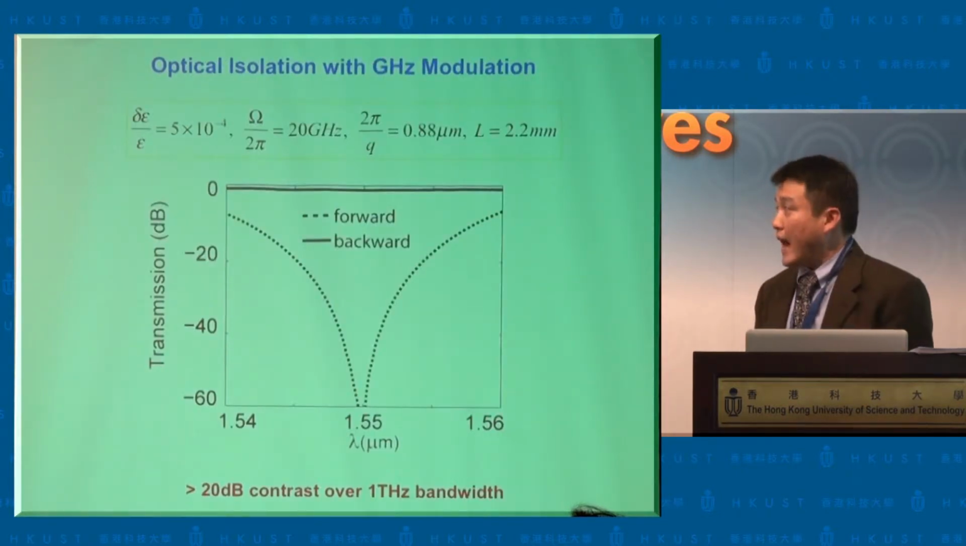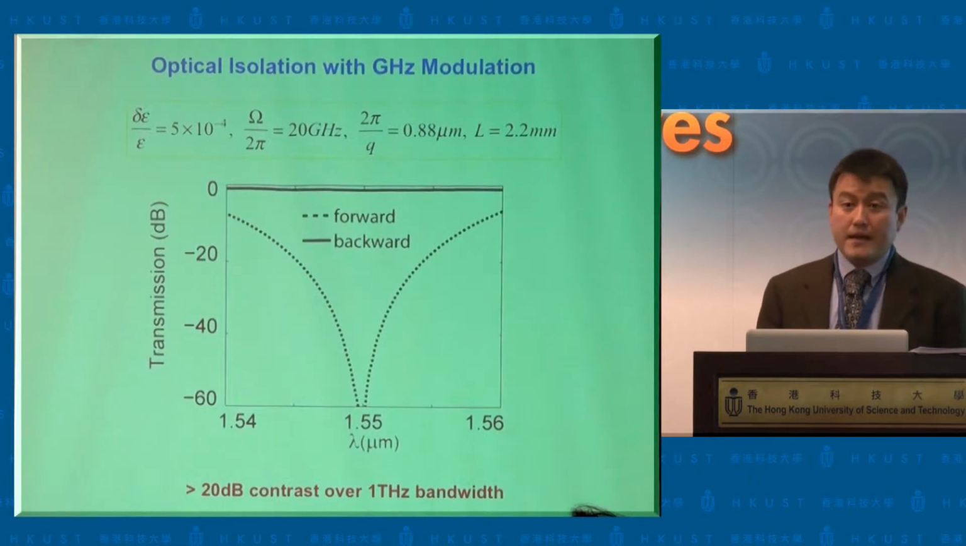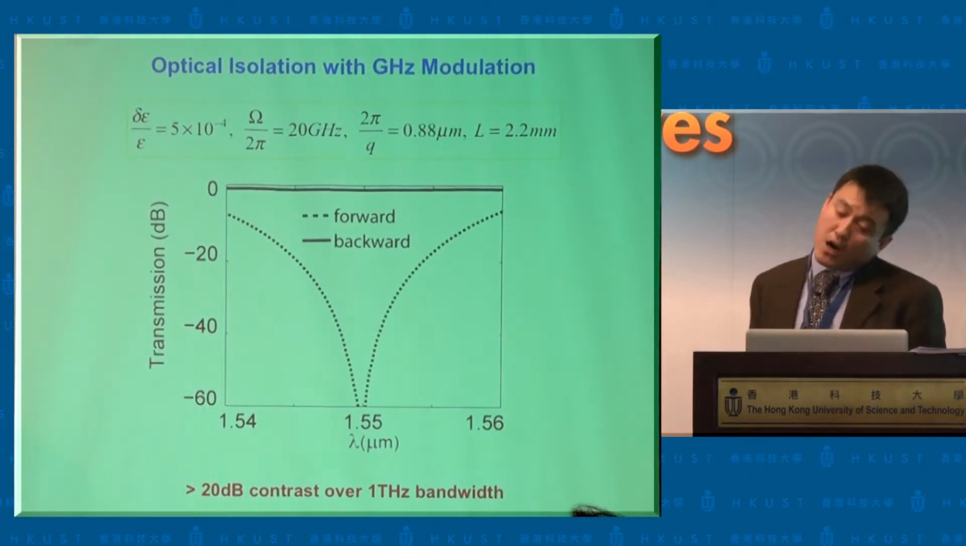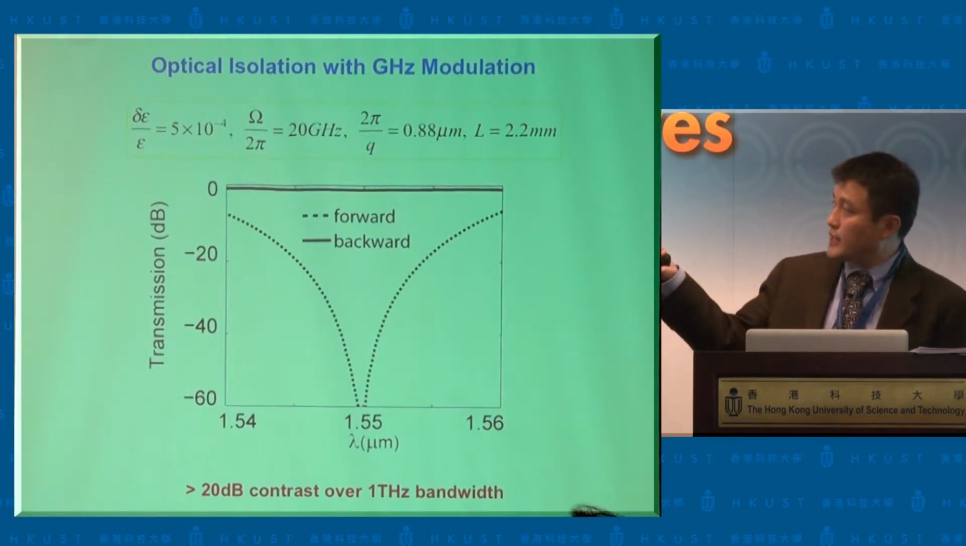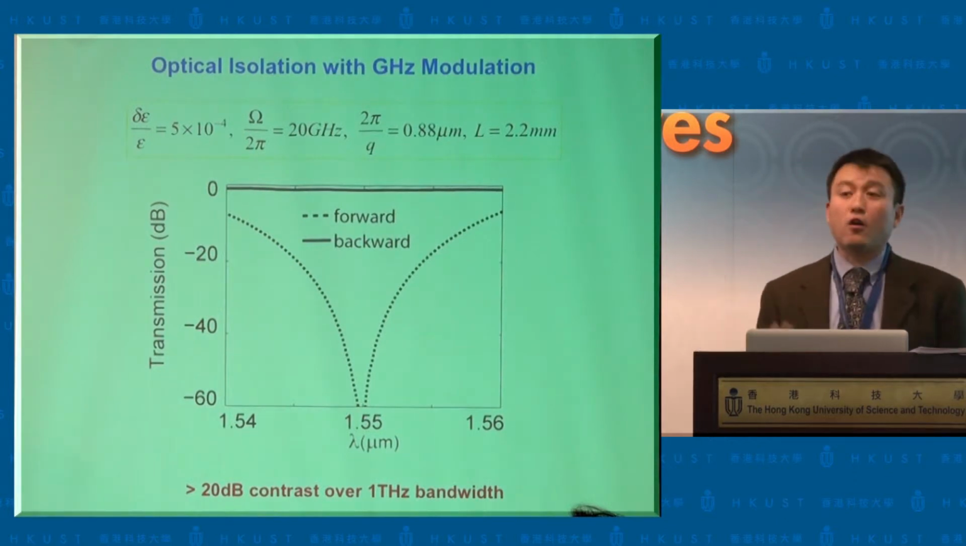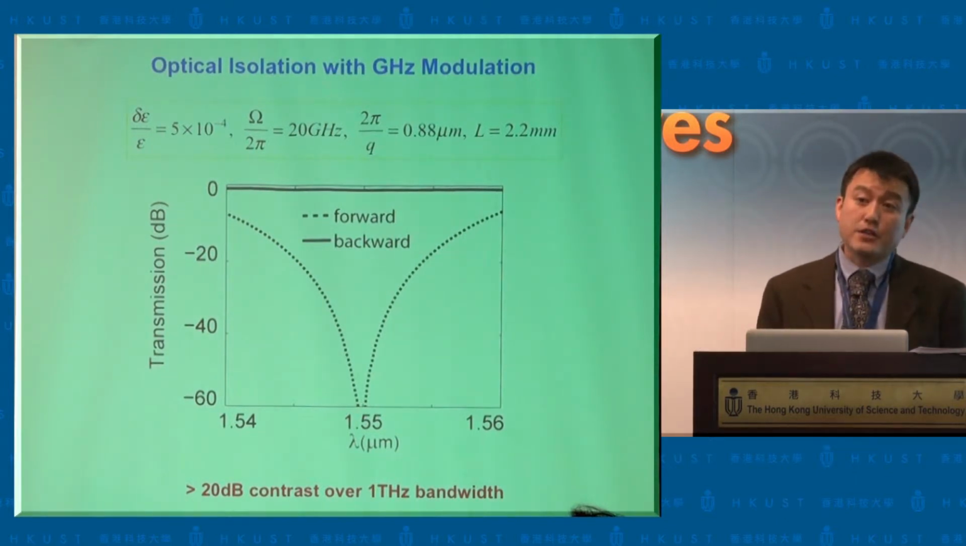And I would like to emphasize that this is a fairly broadband effect. The bandwidth where you can get isolation is in fact much larger compared with the modulation frequency that you put in. And all you need is basically to have 2 parallel bands and have group velocity matching.